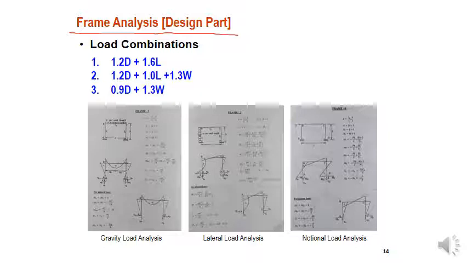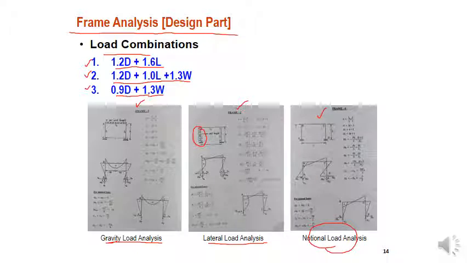Here we have to discuss the load combinations you are considering for your design part: three load combinations. 1.2 dead load and 1.6 live; 1.2 dead, 1 live, and 1.3 wind; and for the third, 0.9D only, the dead load, plus 1.3W. For the load analysis, you are going to use frame number 1 directly for the gravity loads, frame 2 for the wind load analysis, sway condition, and frame 6 for the notional load analysis. So the gravity load analysis has been done using frame 1 given in the LRFD manual, the wind load analysis using frame number 2, and the notional load analysis using frame number 6.